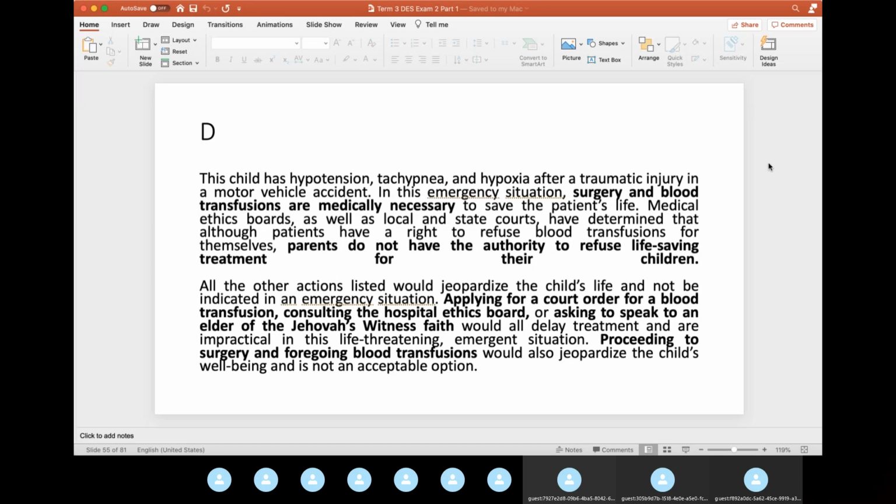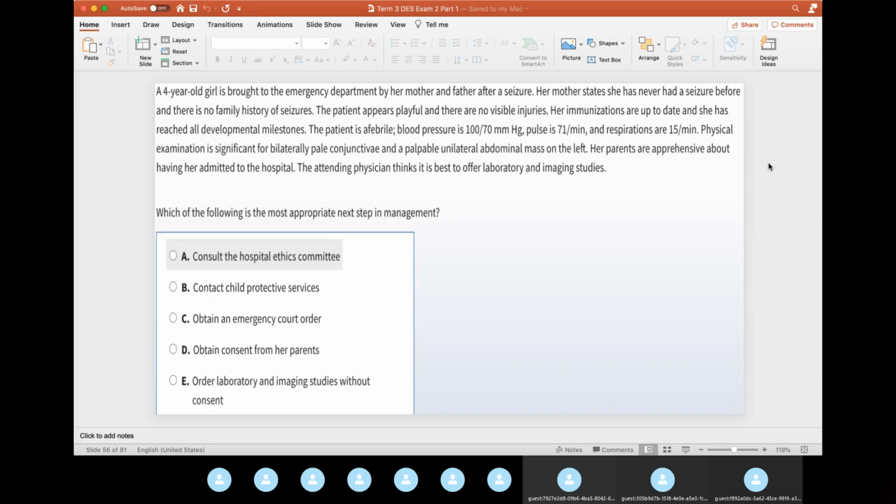Why not go for a court order for a blood transfusion, or ask to speak to an elder of the faith? It would delay treatment. Remember, this is an emergency situation, right? How about proceeding to surgery without blood transfusion? It would jeopardize the child's well-being. It's not acceptable, okay? So what's the high yield point here? Parents do not have authority to refuse life-saving treatment for their children. Okay, almost there. 10 more minutes before we're done.